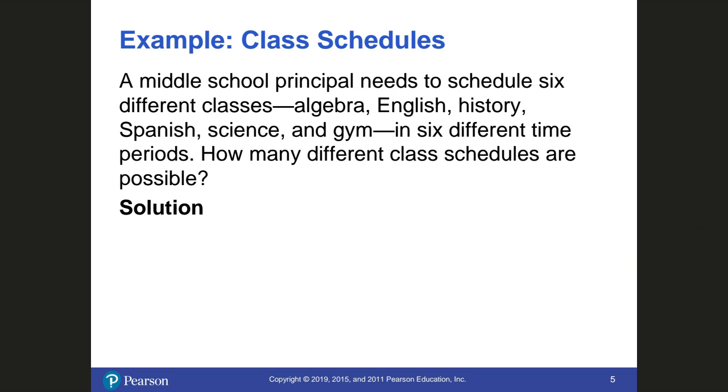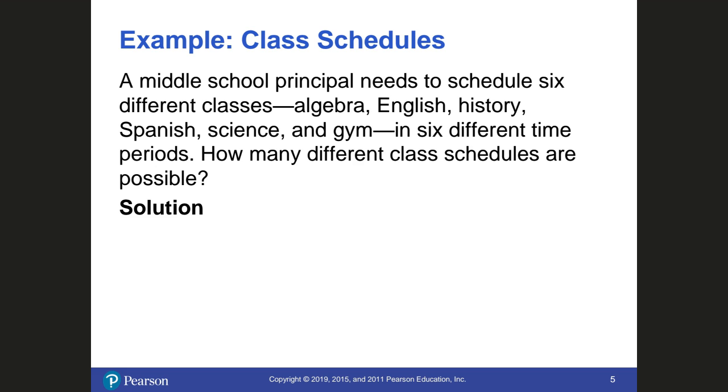So let's suppose that some middle school principal has to schedule 6 different classes, an algebra, an English, a history, a Spanish, a science, and a gym class, and 6 different time periods. How many different class schedules are possible?